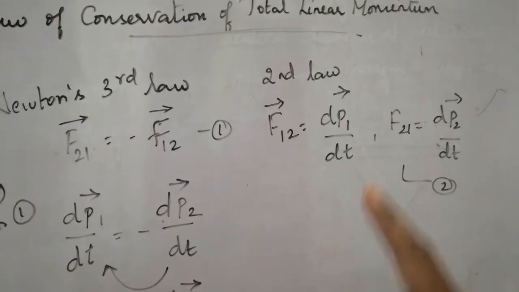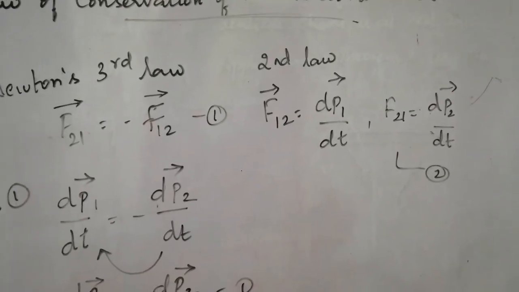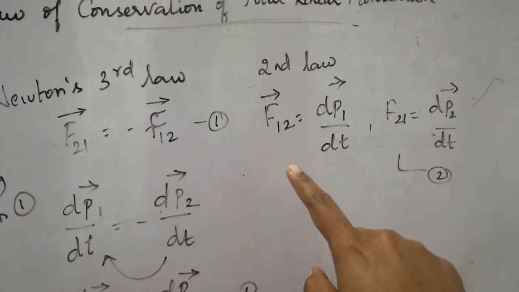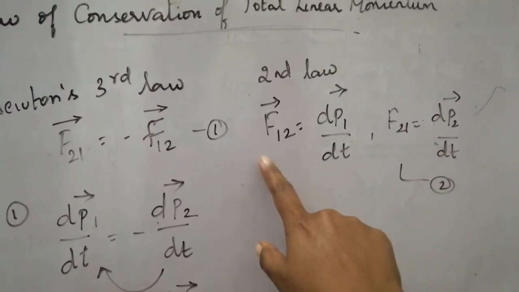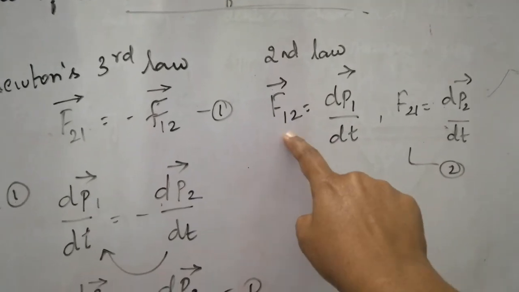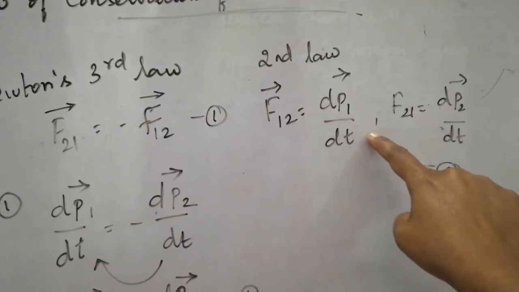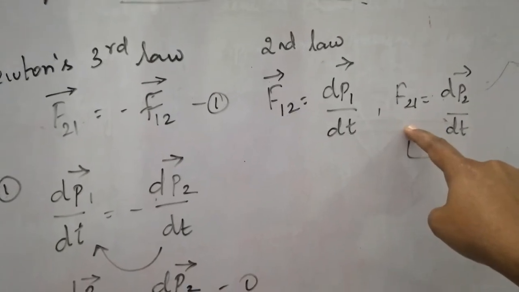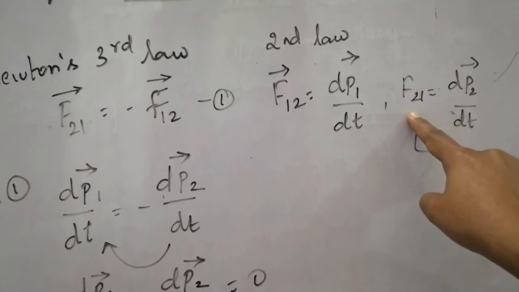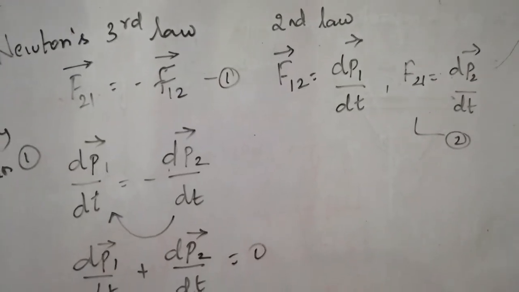And Newton's second law, we know that F is equal to ma, and we have derived that F equals ma from the change in momentum. F12 is nothing but the force acting on body 1 by body 2. It is for the first object, so it is the change in momentum of the first object by the change in time. Similarly, F21 is the force acting on body 2, so it is the change in momentum of object 2 by the change in time.